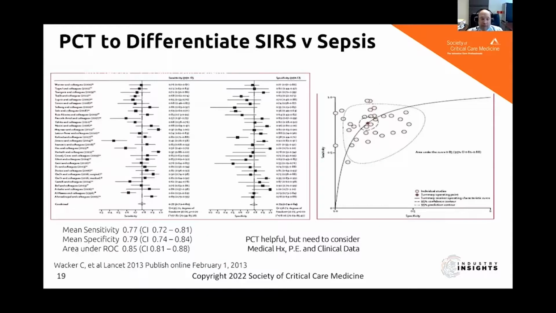And looking at what we've seen over time, a lot of places have been using procalcitonin. And here's some procalcitonin data to help differentiate SIRS from sepsis. And you can see the area under the receiver operating curve gets as high as 0.85, which is reasonably decent. But it still means 15% of the time you may be wrong. And also is a test that is helpful, but you always need to consider the history, physical exam, clinical data, and other criteria in order to help make that diagnosis.